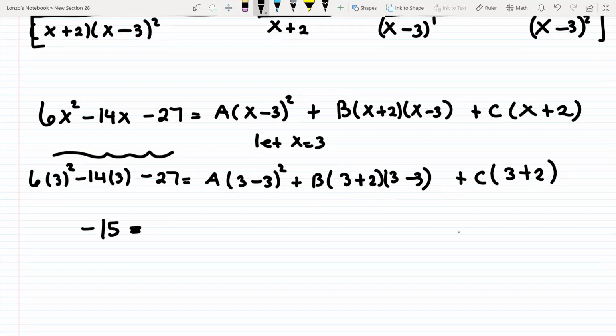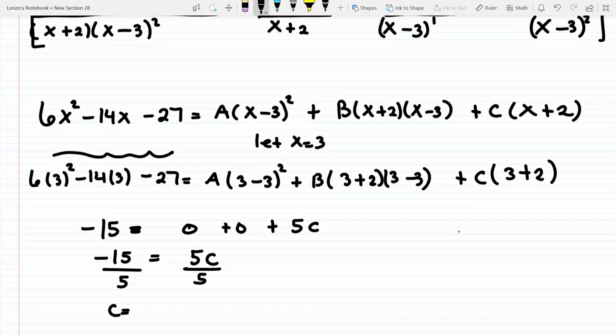On the right, 3 minus 3 is just 0, so that's just 0. 3 minus 3 is just 0, so that's 0. And then 3 plus 2 is 5, times c, that's 5c. So on the right, that's 5c plus negative 15. Divide this by 5, I get c equals negative 15 divided by 5, which is negative 3.